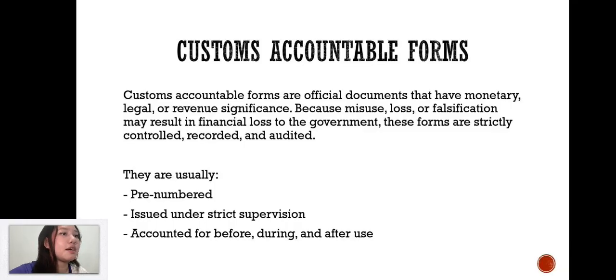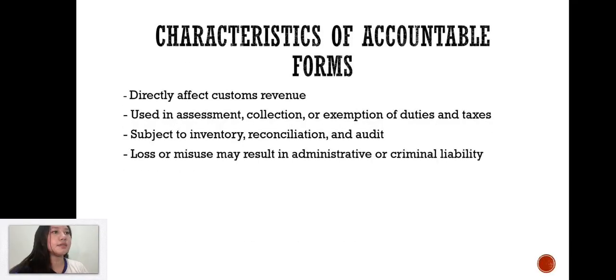These forms are officially the government's record. They must be stored, secured, and handled responsibly. Any missing, damaged, or unauthorized form must immediately be reported and investigated. Next, we have the characteristics of accountable forms.